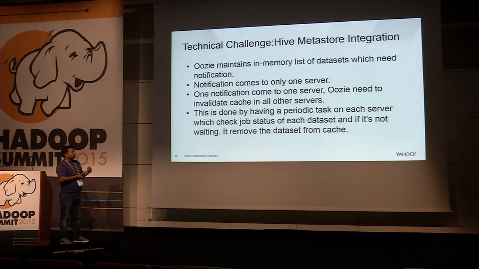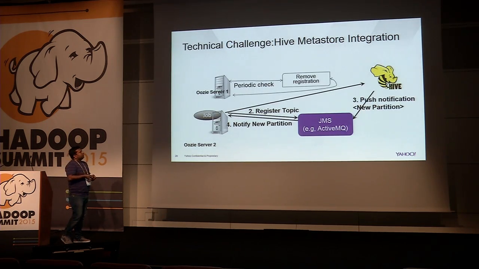Once the notification comes to one server, Oozie needs to invalidate the cache in other servers so that the other servers also don't start the same job. This is done by having a periodic task on each server, which checks the status of the data set and the job status. If the job is not in waiting state, that means it has been moved from the waiting state by another server, and it removes that setting from the in-memory. So this is how it works.